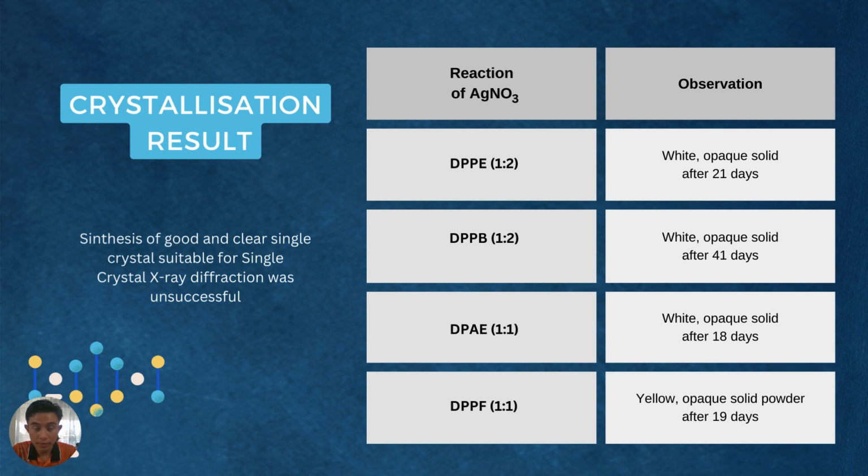As for the results, the synthesis of good, clear single crystal structures suitable for X-ray diffraction was unsuccessful. Therefore, for the first three compounds, dppe, dppb, and dpae, we only get a white and opaque solid. However, for dppf, we get a yellow and opaque solid powder.